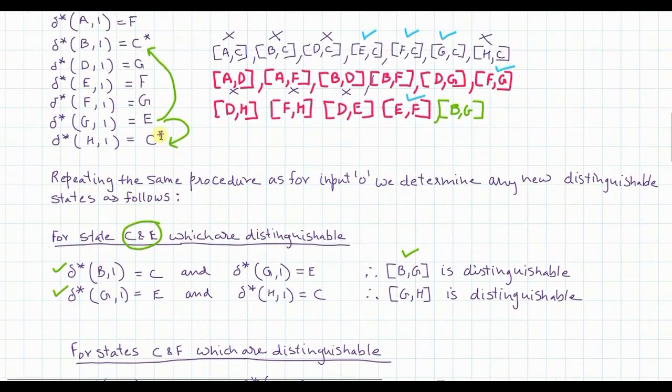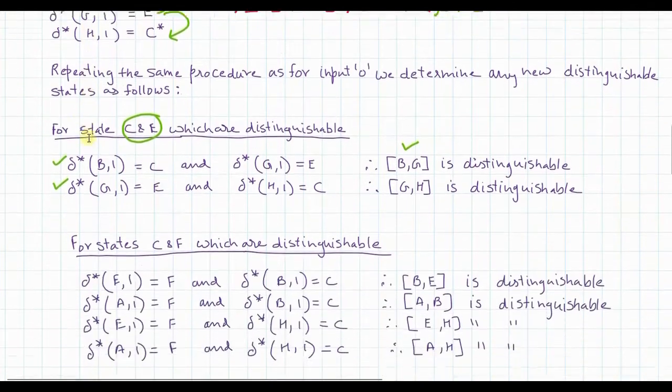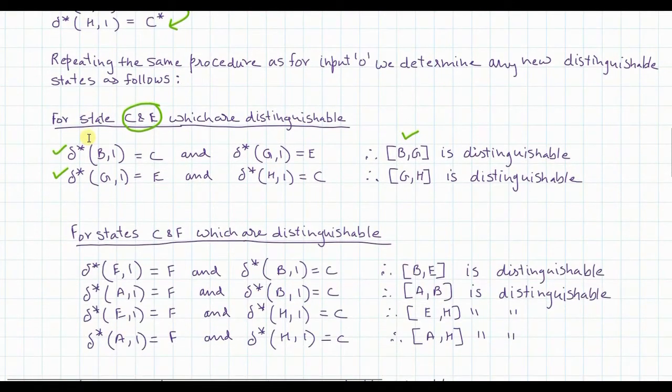G on 1, now we have seen this particular E and this C. Now we are going to see this E and this C. So G on 1 gives you E, H on 1 gives you C. Since E and C are distinguishable, I can say H and G are also distinguishable. Same thing we are writing here. Since E and C are distinguishable, I can easily say G and H are also distinguishable. So I write this. So we have found a newly distinguishable state, that is G comma H.